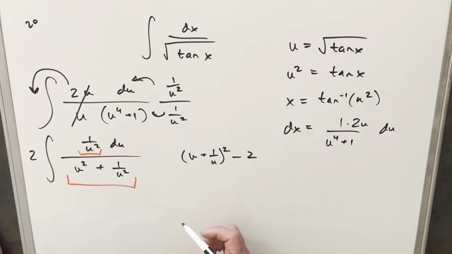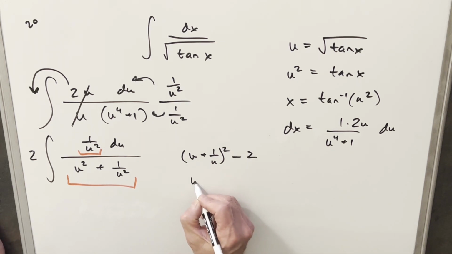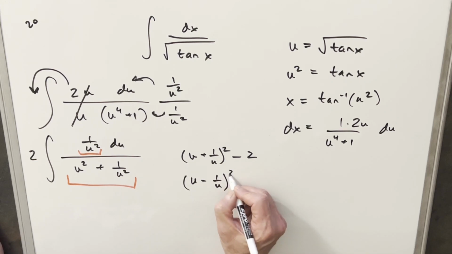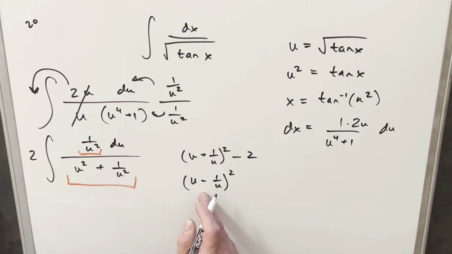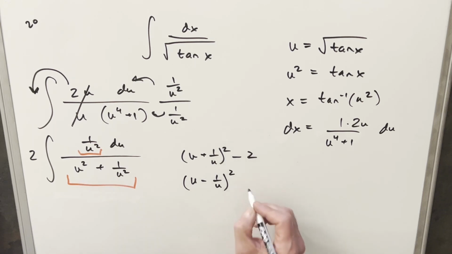Then my other factorization is going to be really similar, but u minus 1 over u. When we square this, again we get u squared plus 1 over u squared, but now we have a minus 2. We don't want to change it, so we're just going to add a 2. So now I have a way to write my denominator 2 different ways.